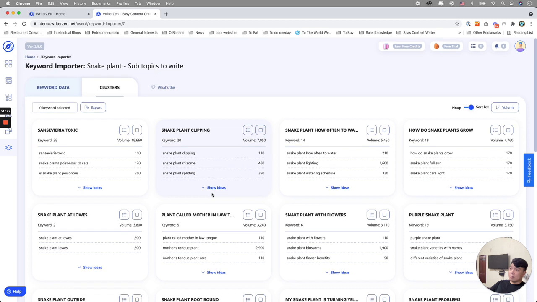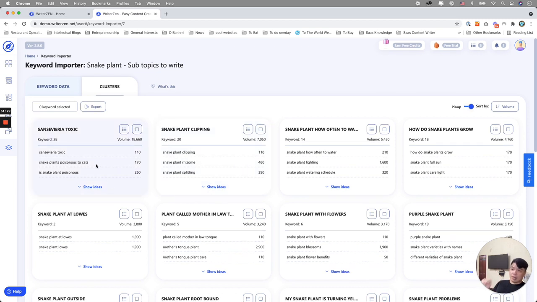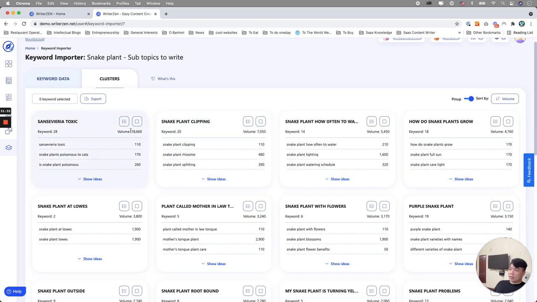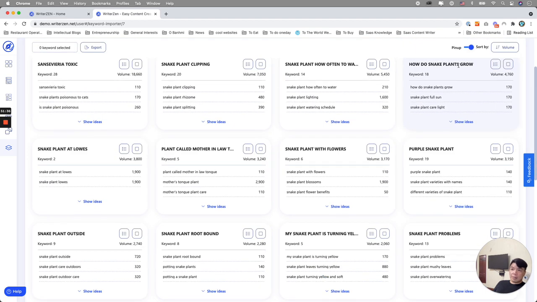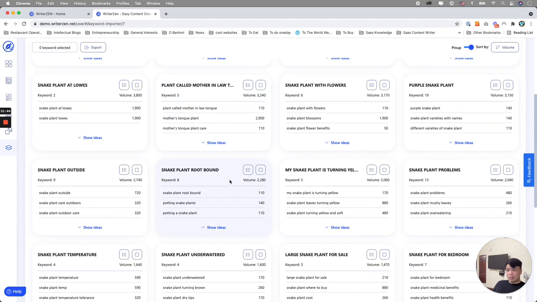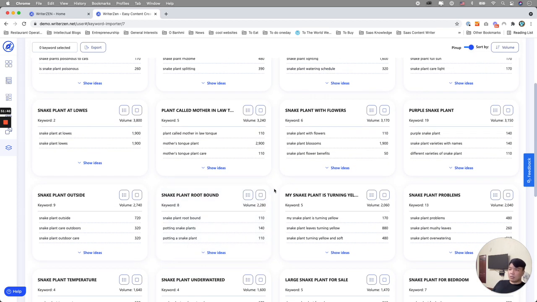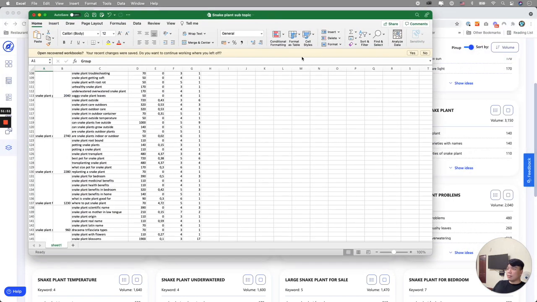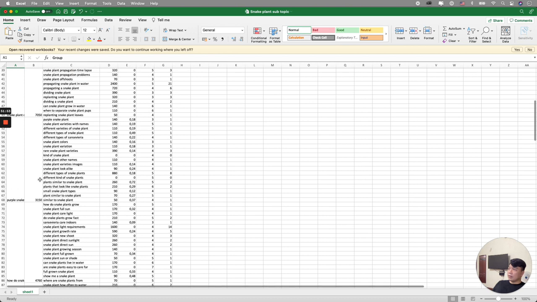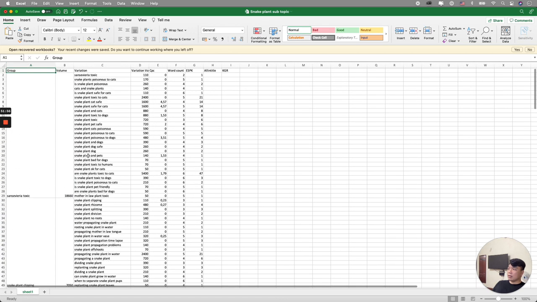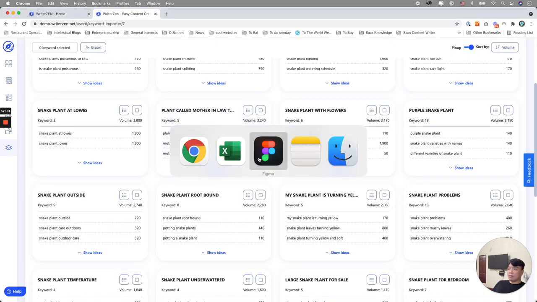So we get into here now. After cluster, now you have a really good picture of snake plants, right? You have toxic, you have clipping, you have how often to wash, to add water. You have snake plants grows, snake plant at lows. So you see, you can take this out. Plant co-mother-in-law. So you have a very good picture of this, and eventually you could actually export them out into a list, a cluster here, like an Excel sheet, right? And then you can look through this and start checking which cluster you want to write about first.